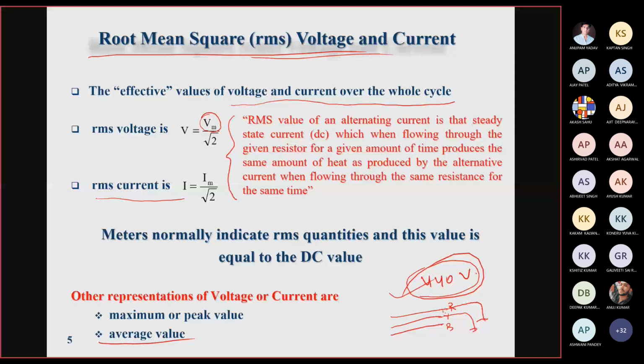So RMS value of an alternating current is that steady state current which when flowing through the given resistor for a given amount of time produces the same amount of heat as produced by alternating current when flowing through the same resistor for same duration of time, right? तो ये डिफिनीशन से थोड़ा कॉम्प्लेक्स लग सकता है तुम लोगों को कि ये क्या इतना लंबा चौड़ा इसमें बता दिया गया है, but you can understand the concept of RMS value and this average value with the help of different examples, right?